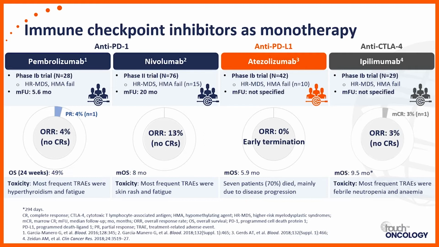The efficacy of nivolumab was evaluated in a phase 2 trial, which included 15 MDS patients following hypomethylating agents failure. And no CR was detected, and only 2 patients achieved partial response, leading to an overall response rate of 13%. And the median overall survival was 8 months. Although the efficacy of anti-PD-1 antibodies used as monotherapy was unimpressive in hypomethylating agents failure cohorts, their safety profile was generally favorable in these trials and no treatment-related deaths were reported.